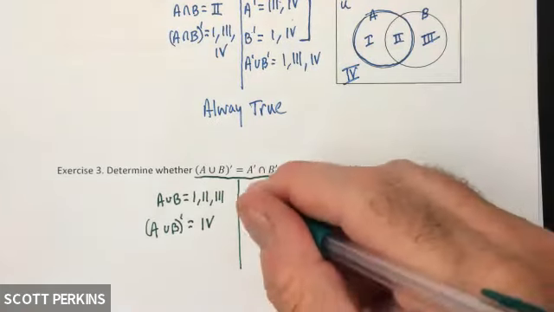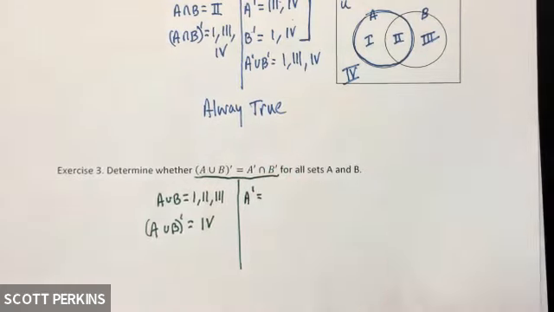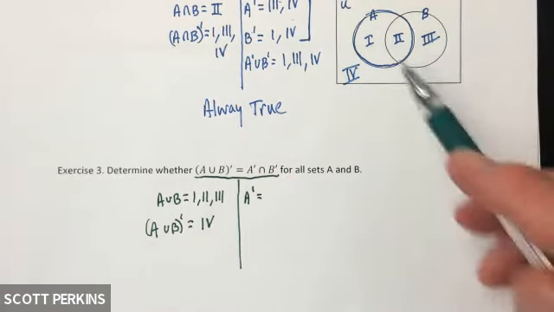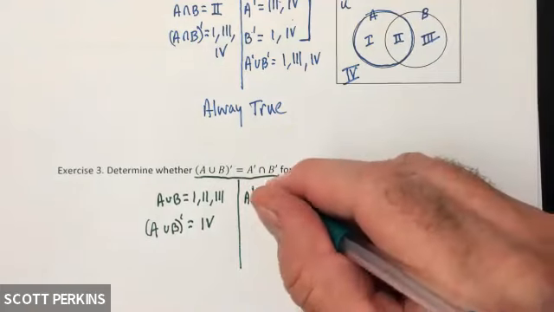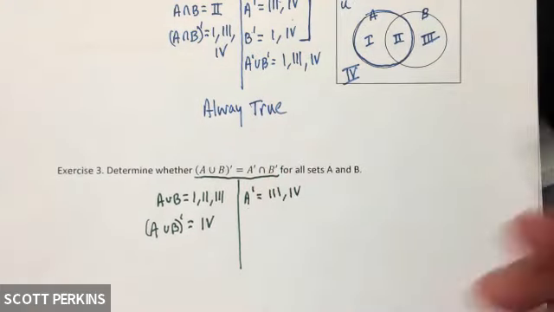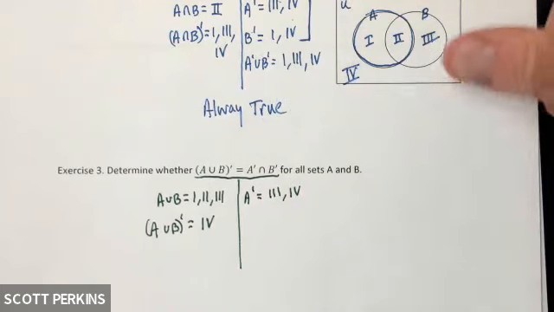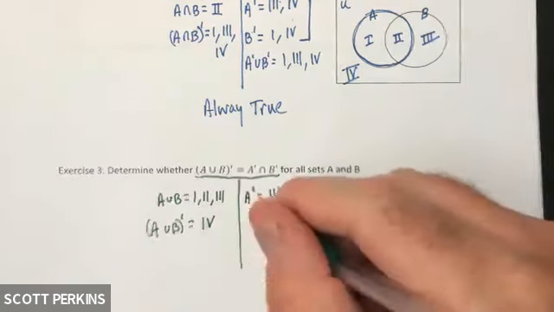For A complement and B complement, I'm just going to get those from the previous problem we just did. A complement, when I cover up A, leaves me region 3 and region 4. B complement, when I cover up region B, leaves me 1 and 4.